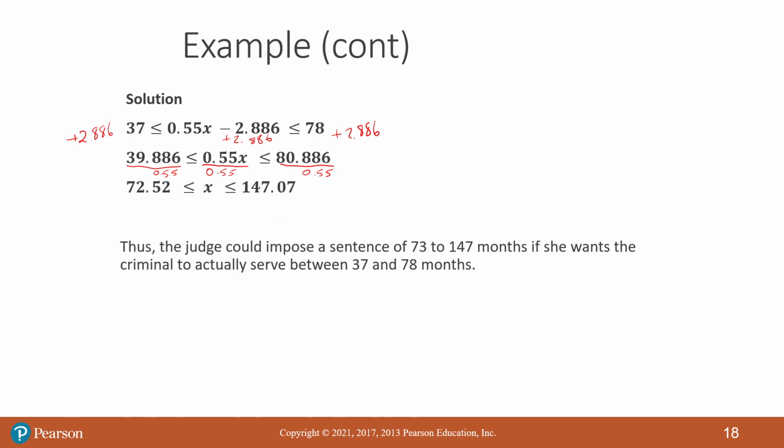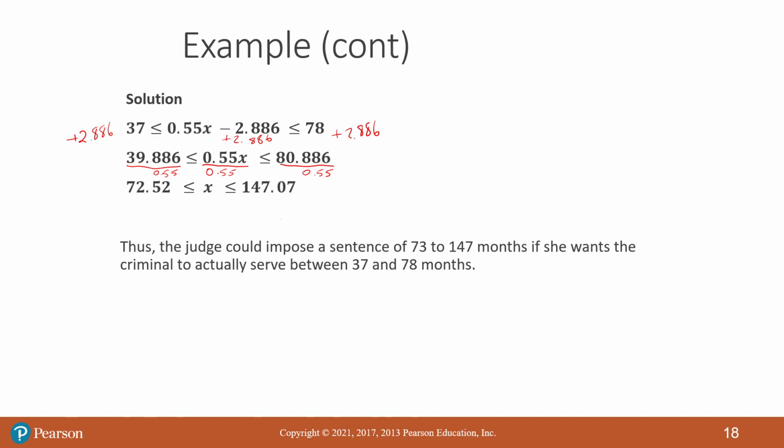Essentially what this example is showing is how to use the double inequality mathematically, but it's also showing us in the real world that typically when judges assign sentences to criminals, they don't serve the entire sentence. So what the problem is trying to analyze is how long a judge needs to make the sentence in order for the criminal to stay in jail for an actual certain amount of time. So if she imposes a sentence of 73 to 147 months, this means the criminal is going to actually serve somewhere between 37 and 78 months.